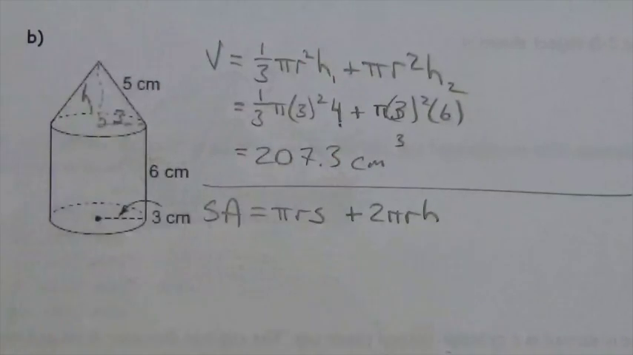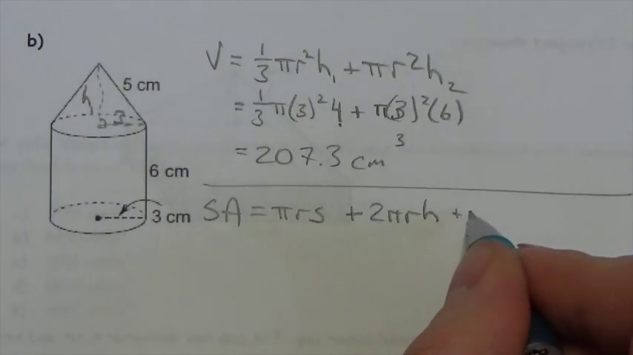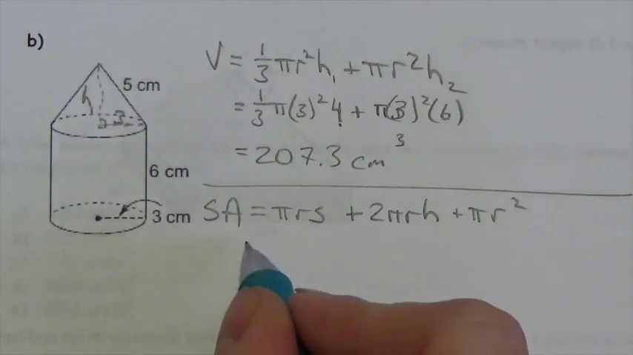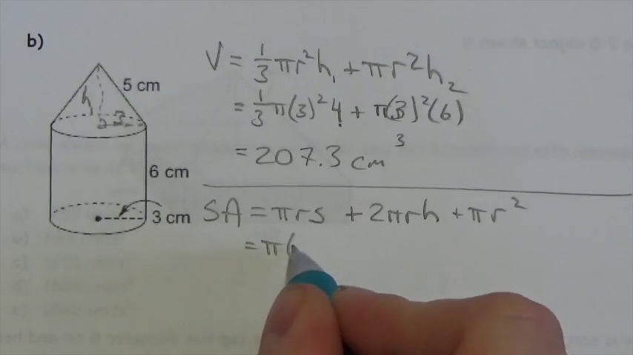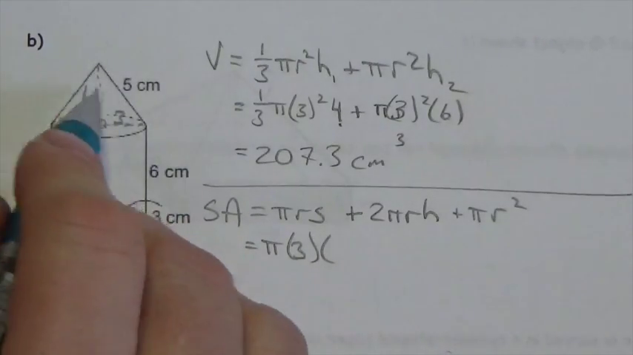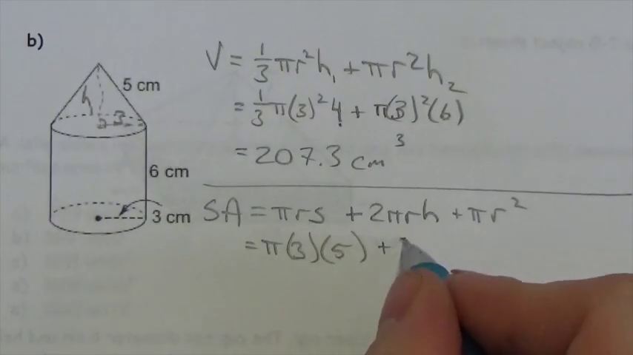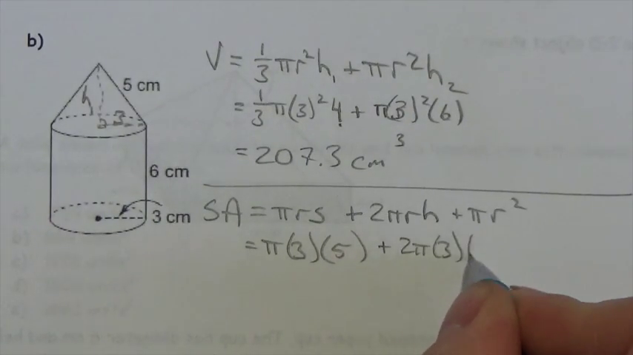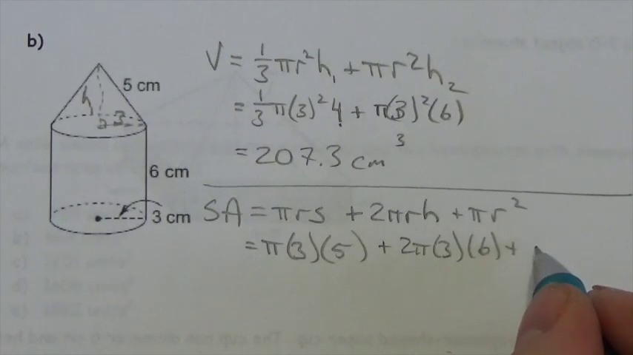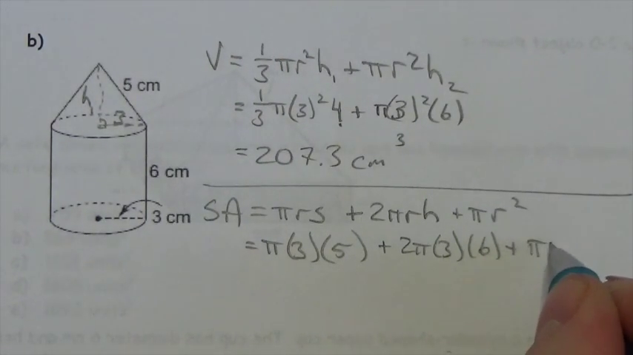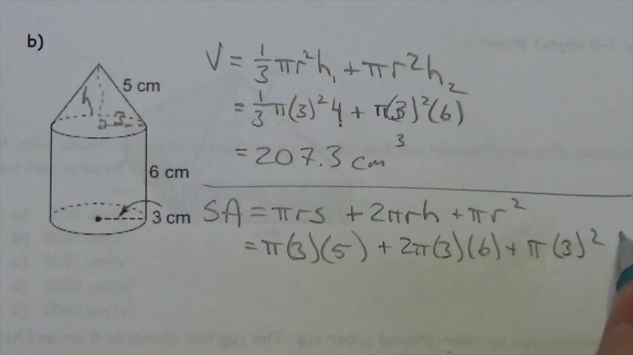Those two are covering each other up here, so I've only got the one circle, so I'll be adding just pi r squared. Now if I plug everything in, that's pi times 3. And in this particular case with the cone here, they gave you what that slant height was, plus 2 pi times 3 times 6, added to pi times 3 squared.